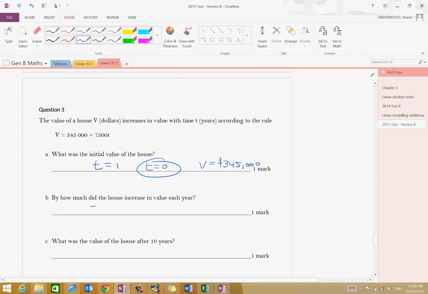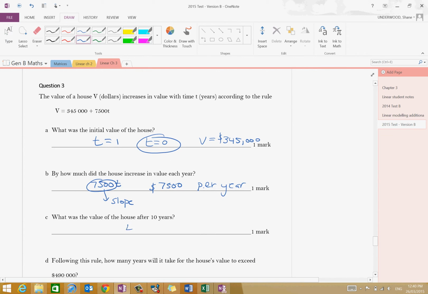How much did the house increase? Well, the house increased by the gradient. This here is the gradient, or the slope. So the house increased $7,500 per year. After 10 years, the house was worth $420,000 just by sheer substitution.